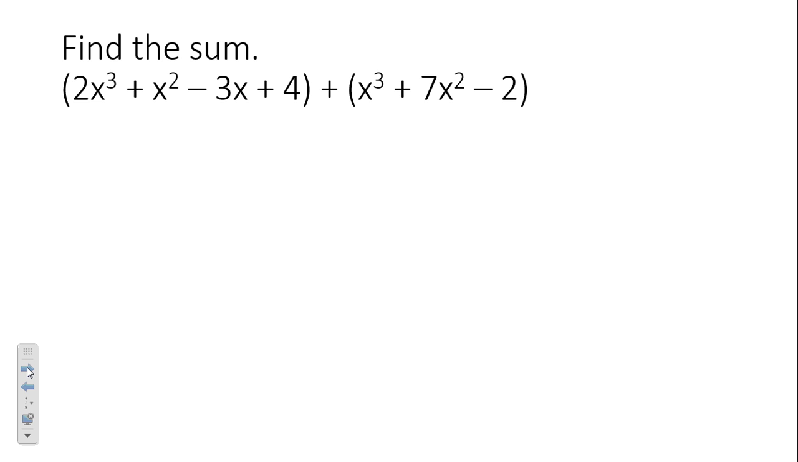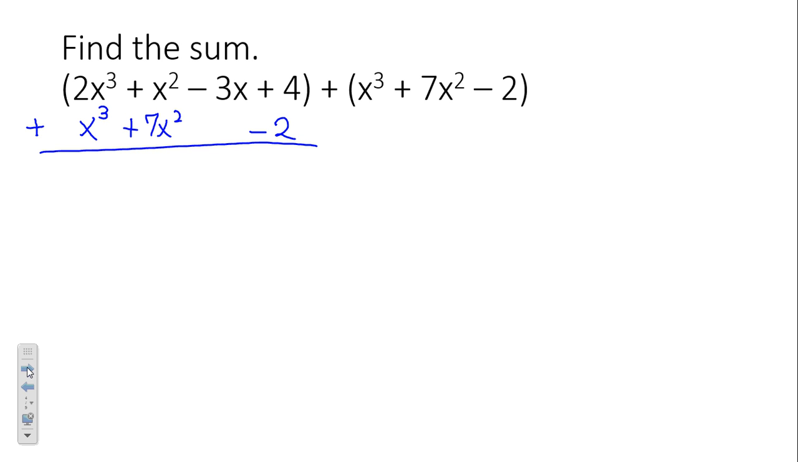Here's what I would recommend. When I see a plus sign in between, I'm going to put a plus out here. And then I'm going to drop everybody right below their like term. So I'm going to put my x cubed here, my 7x squared here. I'm going to make sure I don't lose any signs. And my negative 2, where does it go? Under the 4. Now I'm going to add them up.